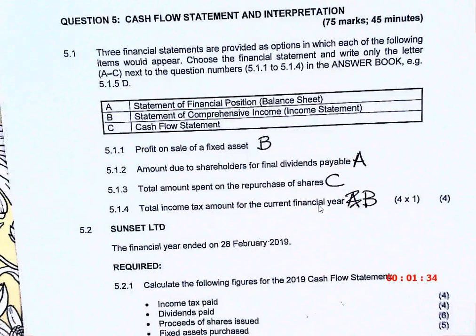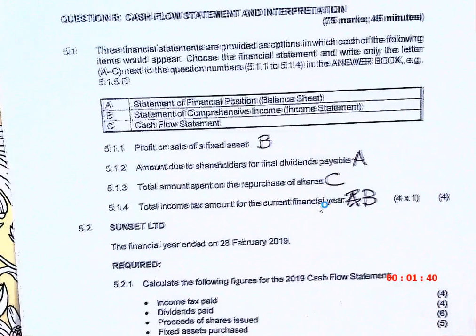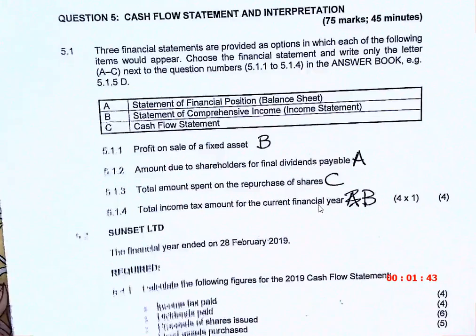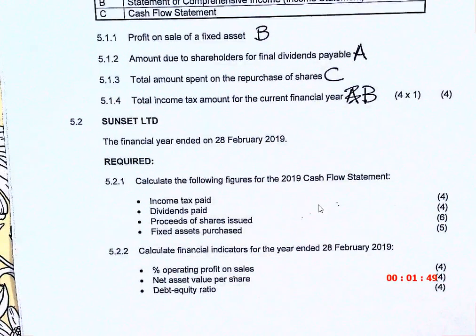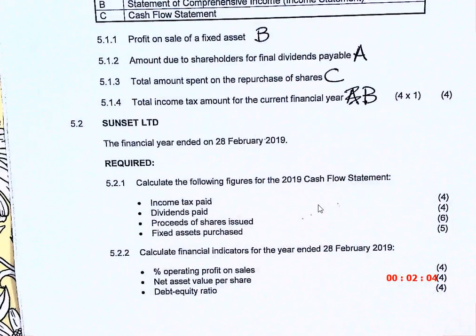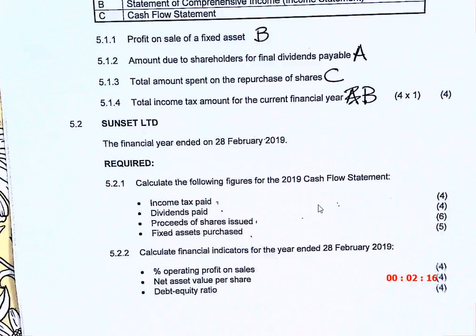Okay. So now they say the financial year ended on 28 February 2019. Calculate the following figures. Can you see it's very seldom they will either give you the face with amounts and details missing, or they will give you the face and then say just calculate separately. It's the same thing they usually do with note 3. So what do they want? Income tax, dividends, shares issued, fixed asset purchased.